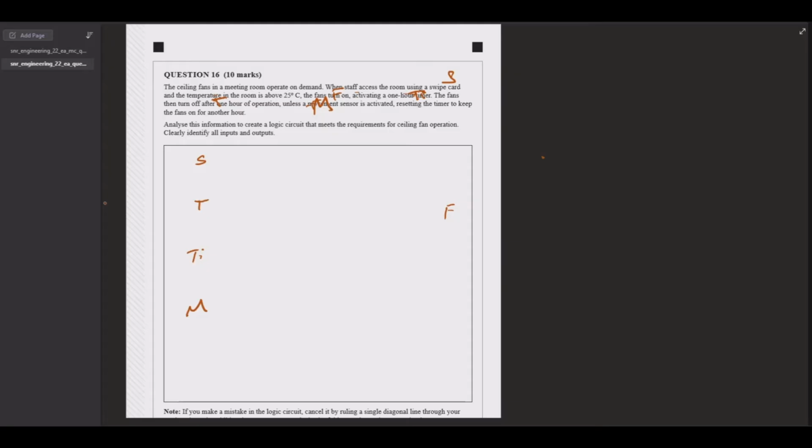So if they access the room using a swipe card, we're going to assume it's activated when it's 1, and the temperature is above 25 degrees. Let's do that. That's the condition I was talking about. They haven't done that before. And so let's draw an AND gate.